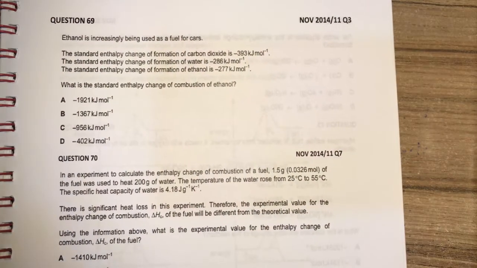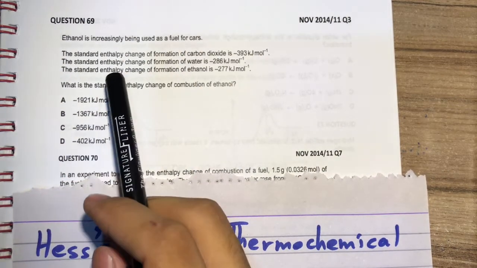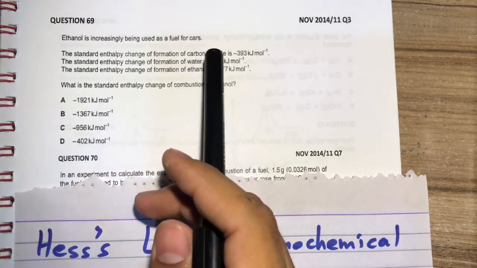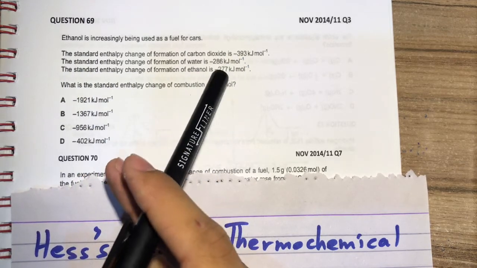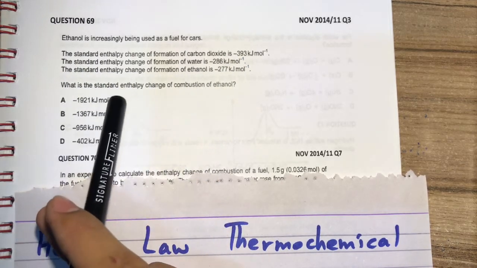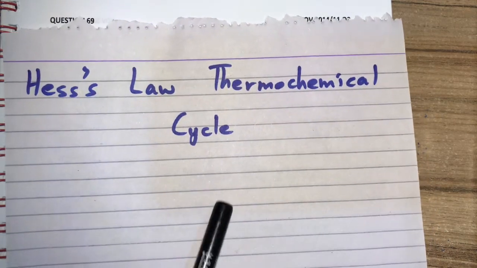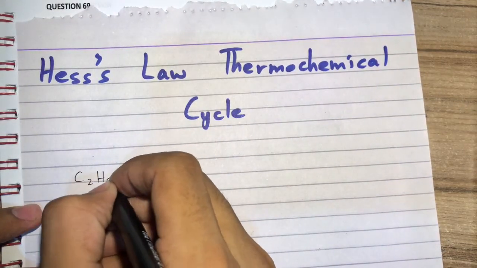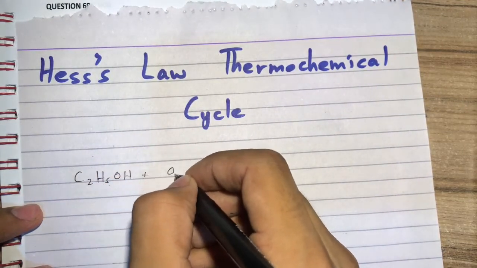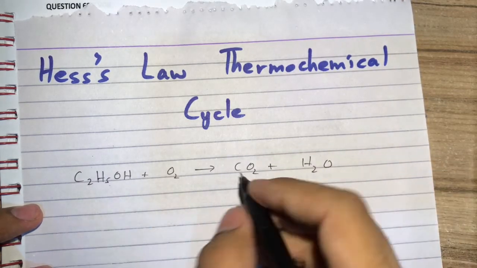So we'll do a few MCQs. In this MCQ, ethanol is increasingly being used as a fuel for cars. The standard enthalpy changes of formation for carbon dioxide, water, and ethanol are given, and we have to find the standard enthalpy change of combustion of ethanol. So for this, I'll first write the equation for combustion of ethanol. If ethanol is being combusted, carbon dioxide and water are formed. We'll balance this first.